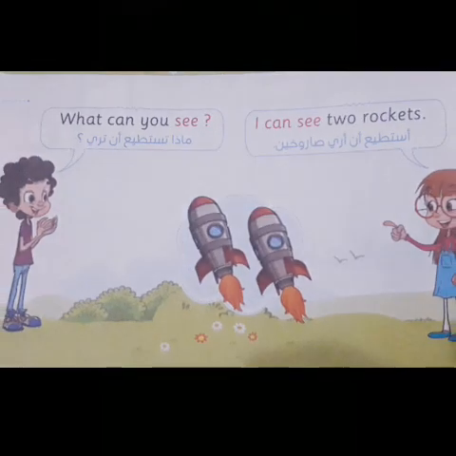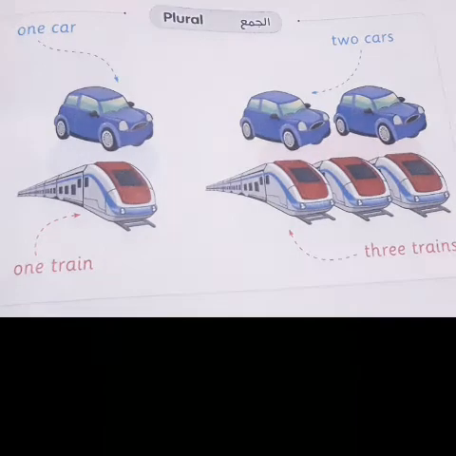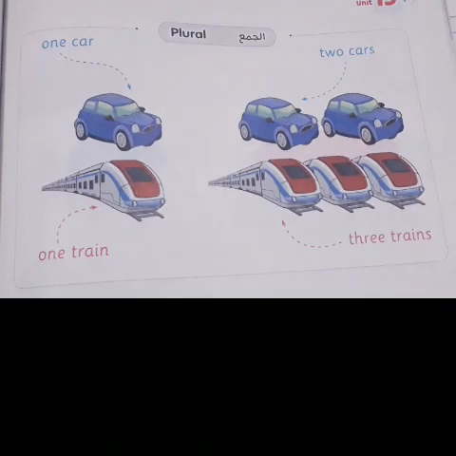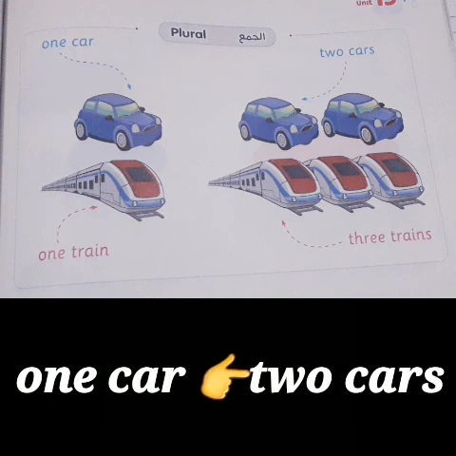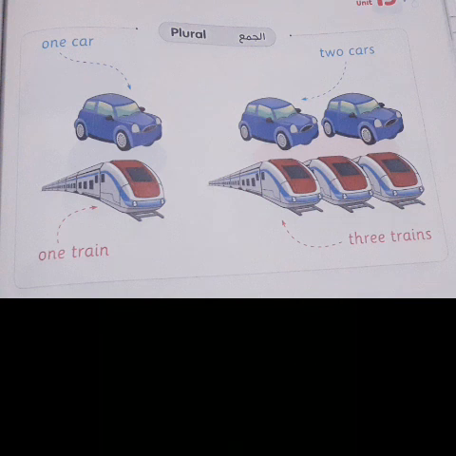What can you see? Look at the picture. I can see two rockets. Plural. Like one car. To make this word plural, we put little s at the end of the word. One car, two cars. One train, three trains. We put little s at the end of the word to make the word plural. This is the regular plural.